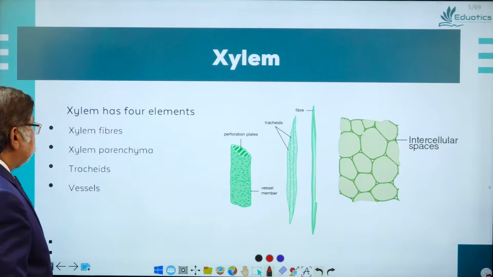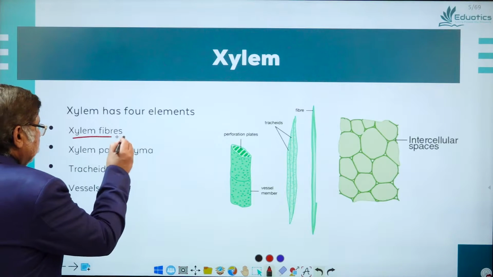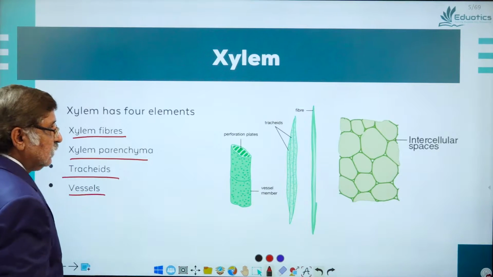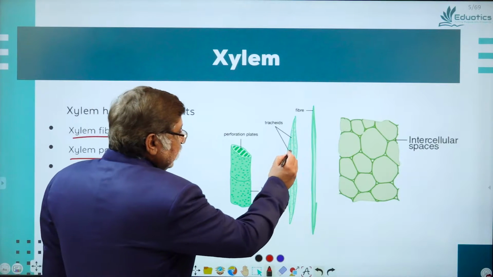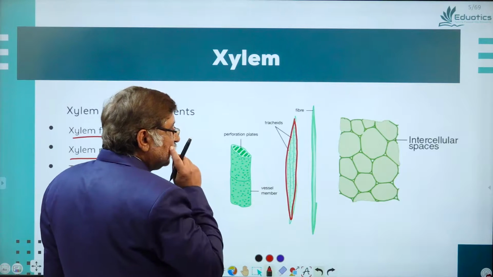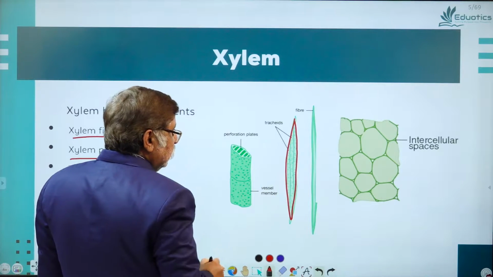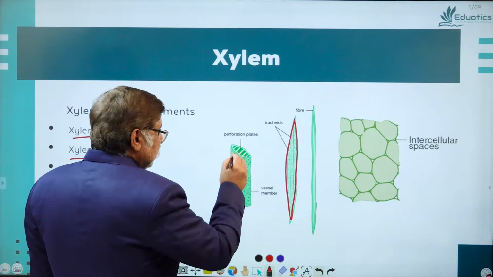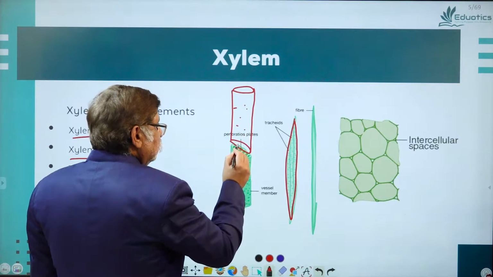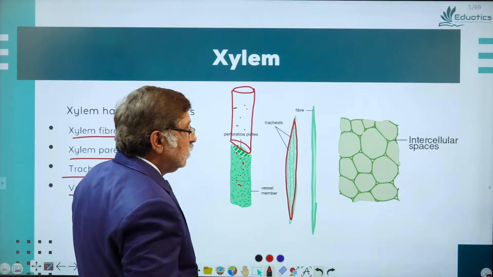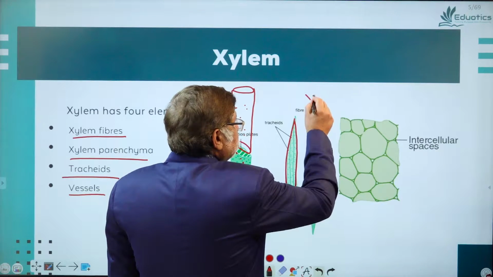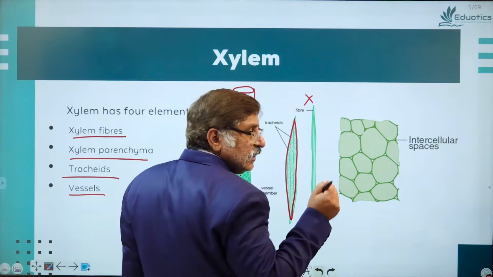Xylem has four elements: xylem fibers, xylem parenchyma, tracheids and vessels. Tracheids are single cell tapering structures with a broader lumen. These are vessels which are joined end to end to form a continuous column of water. This is the xylem fibers, providing strength or mechanical support.